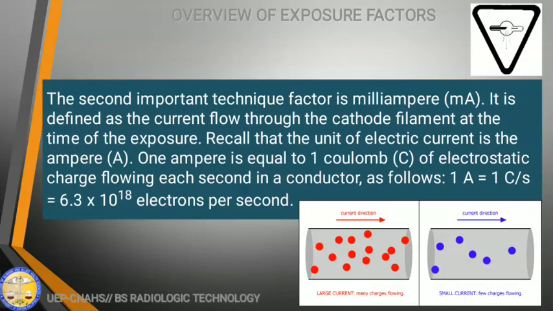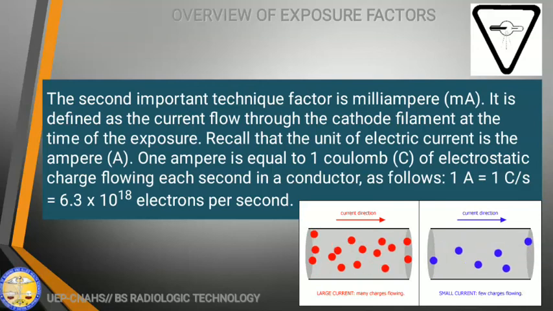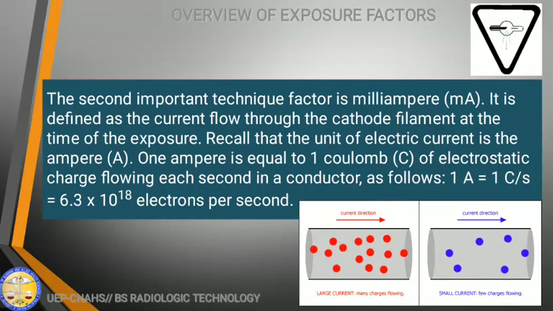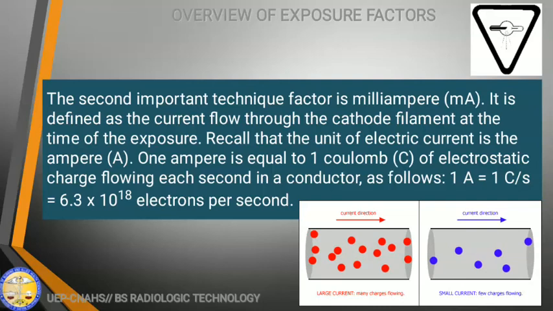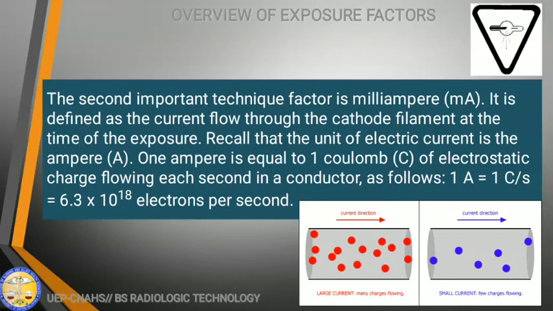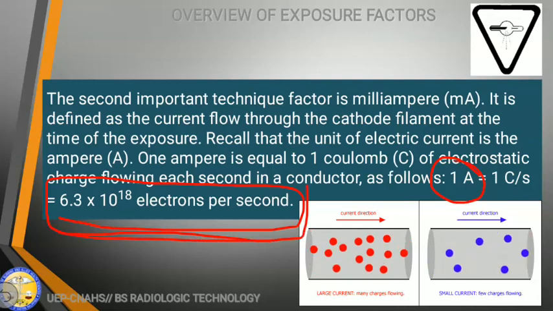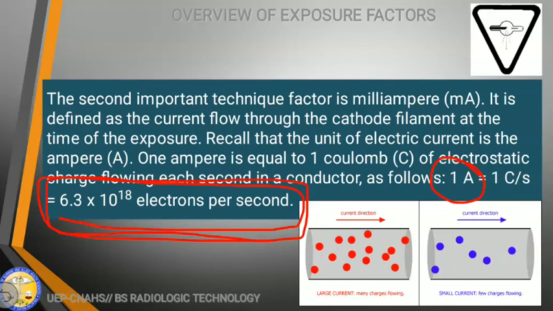So we have the milliampere or the MA. The second important technique factor is the milliampere. It is defined as the current flow through the cathode filament at the time of the exposure. Recall the unit of electric current, ampere: 1 ampere is equal to 1 coulomb of electrostatic charge flowing each second in a conductor. Therefore, 1 ampere equals 1 coulomb per second, or 6.3 times 10 raised to 18 electrons per second. So for every 1 ampere, there are 6.3 times 10 raised to 18 electrons per second.